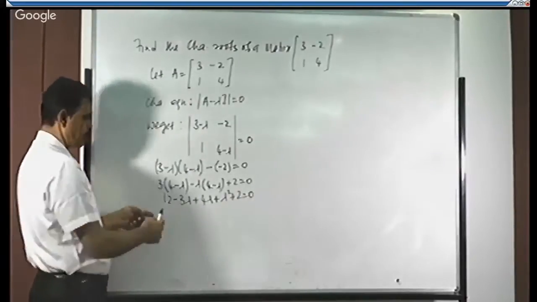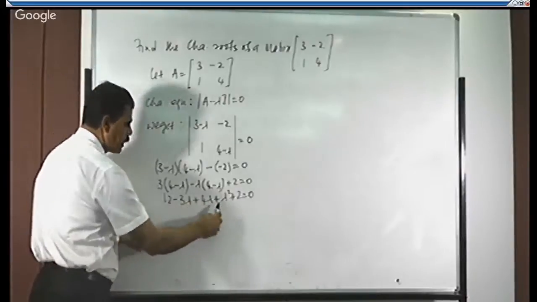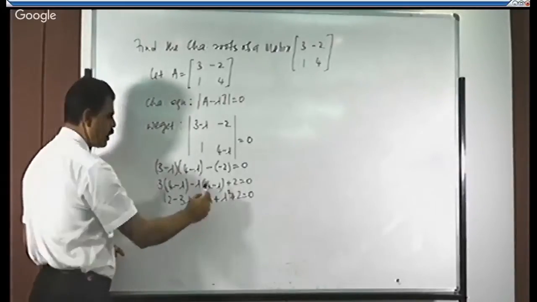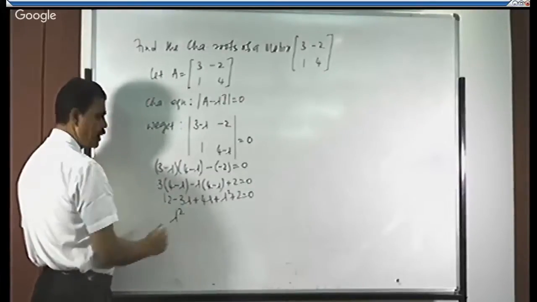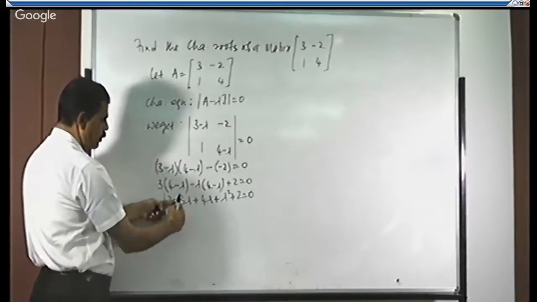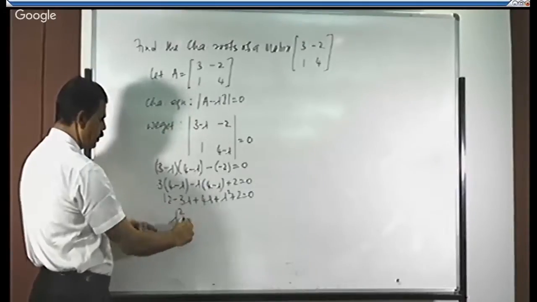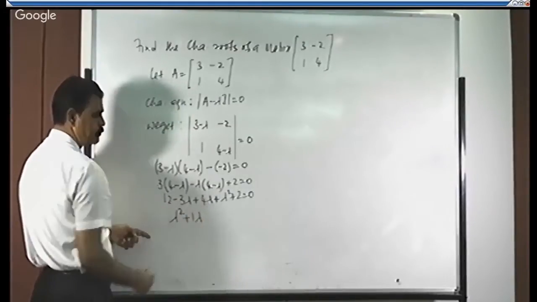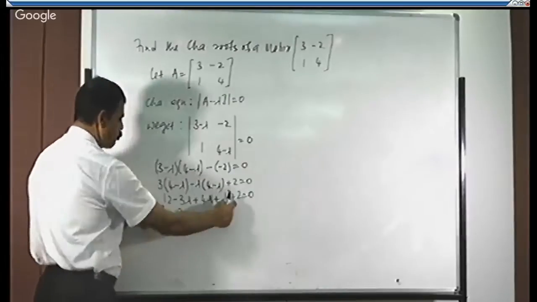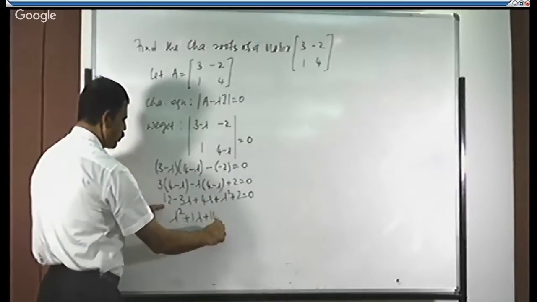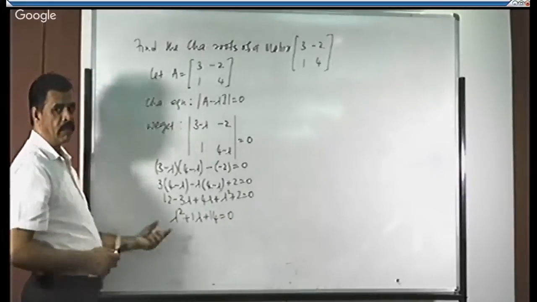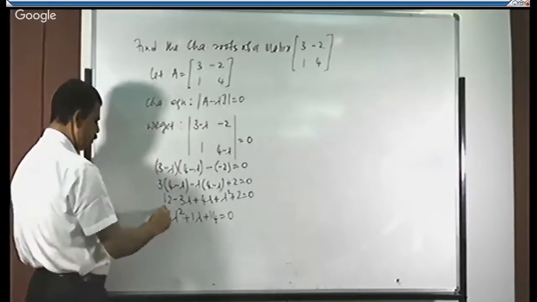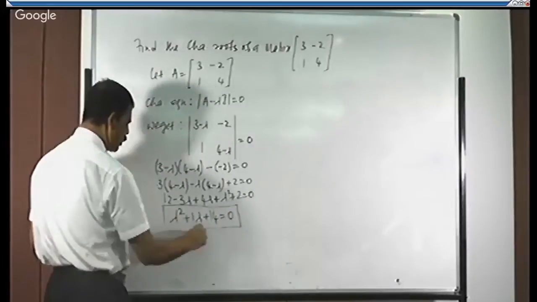So we got the expanded form, right? Write it in order. Write the higher degree of the unknown first, that is lambda square. Then lambdas: minus 3 lambda plus 4 lambda is plus 1 lambda, and plus 12 plus 2 is plus 14, is equal to what? 0. Whatever equation we obtained, it is said to be what? It is a characteristic equation.